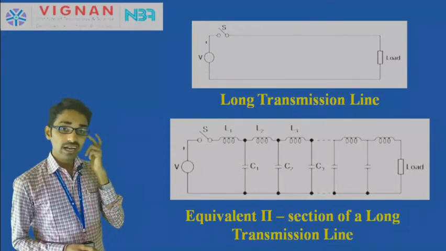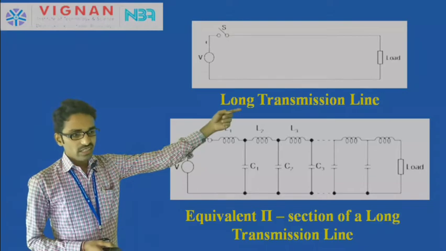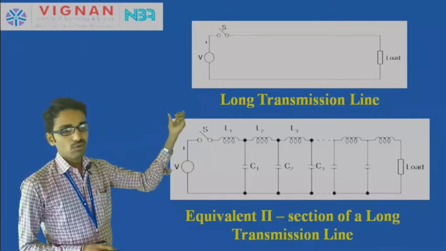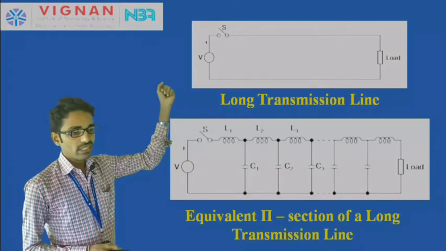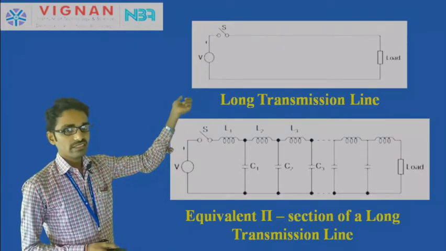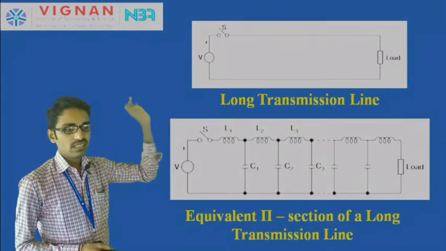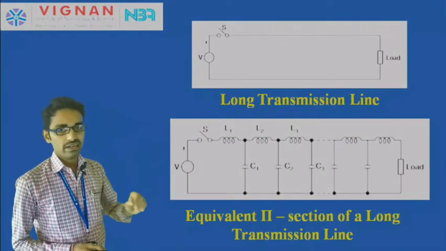So, in that long transmission line, the load is connected at the receiving end and there is a voltage. Here you have a voltage, which is a generator at the sending end. That generator is connected to the line, and there is a switch S, and a load is connected to the receiving end.